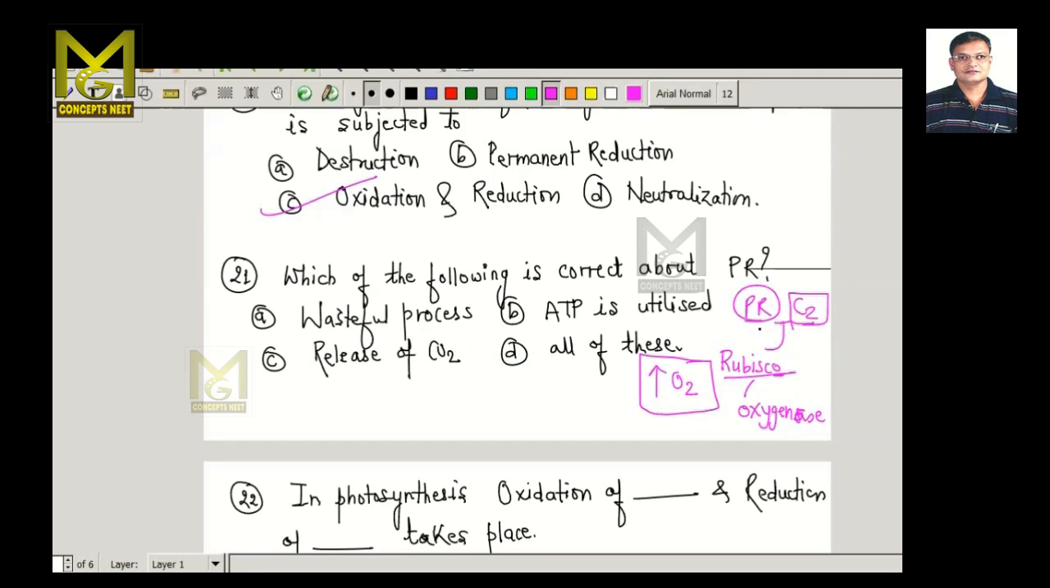And therefore, what are the characteristics of photorespiration? It is a wasteful process, yes, because it does not lead to the formation of glucose. So glucose is not formed. It is an energy consuming process. It requires ATP, and it also releases carbon dioxide in the mitochondria. So all these statements are correct. The correct option in this case is B.